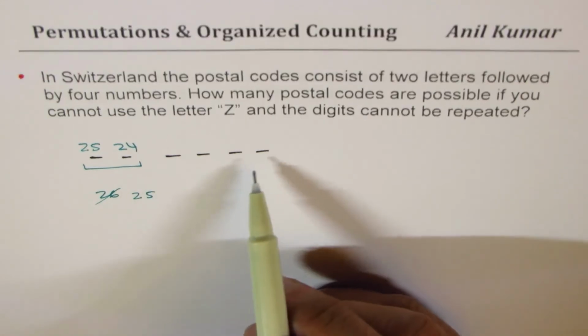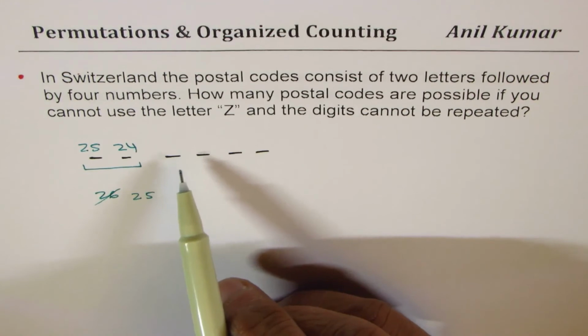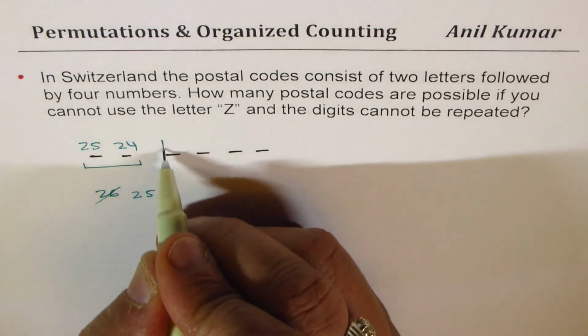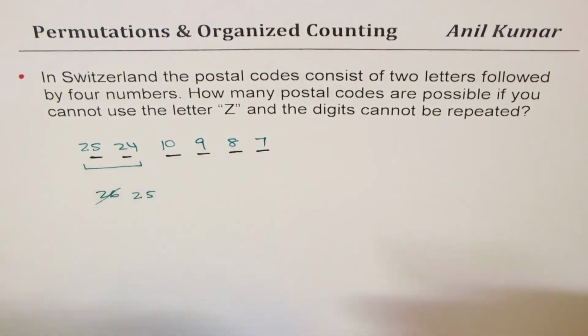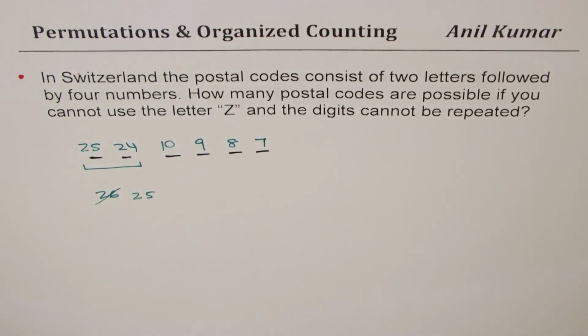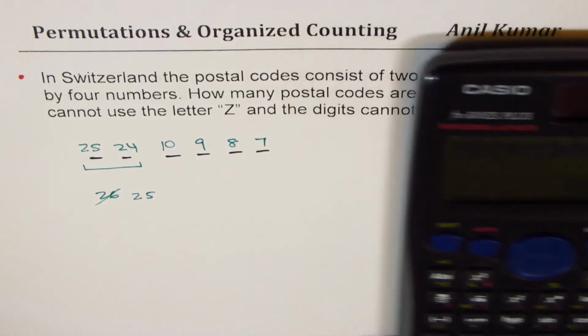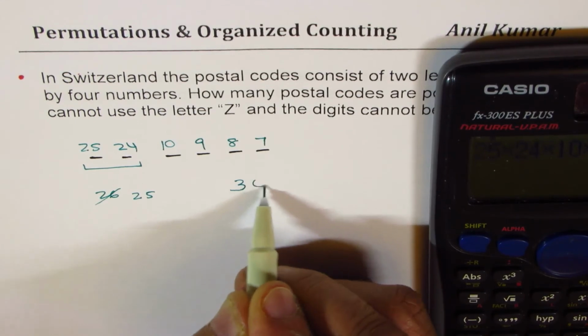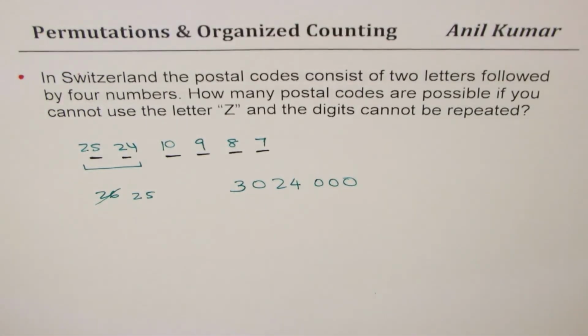Now in the next 4, it says that the digits cannot be repeated. So we have 10 digits in all. So it is 10 times 9 times 8 times 7. That becomes your answer. So let's multiply them all to get the answer, which is 25 times 24 times 10 times 9 times 8 times 7, and the answer is 3,024,000. Correct? So that is how you could answer this question.